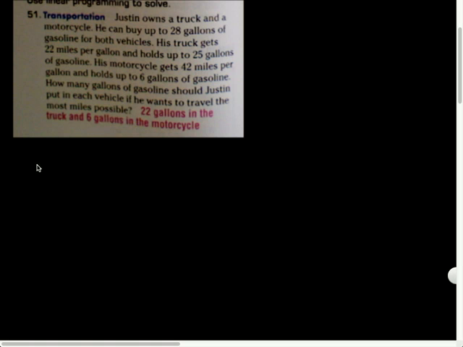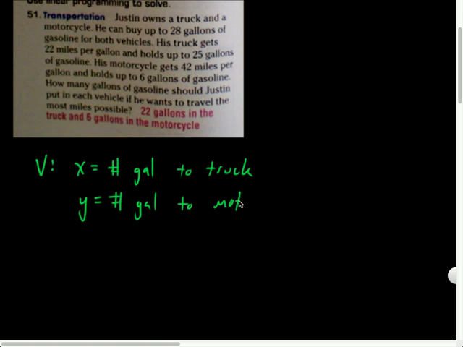the most miles? So my variables, X would be number of gallons to the truck, and Y is the number of gallons to the motorcycle, right? So for our inequalities in this case, he can buy up to 28 gallons of gasoline for both vehicles. So X plus Y is less than or equal to 28, right? So you can't purchase more than that.